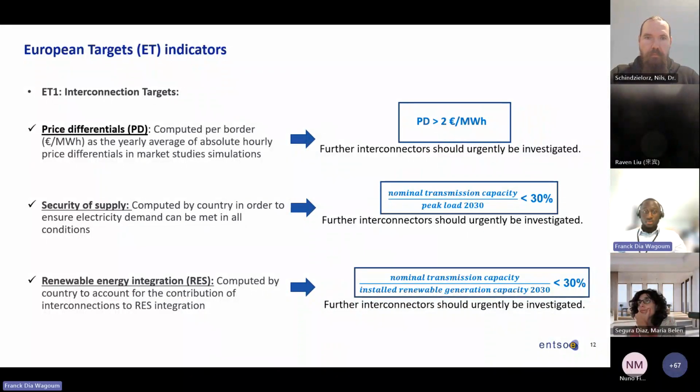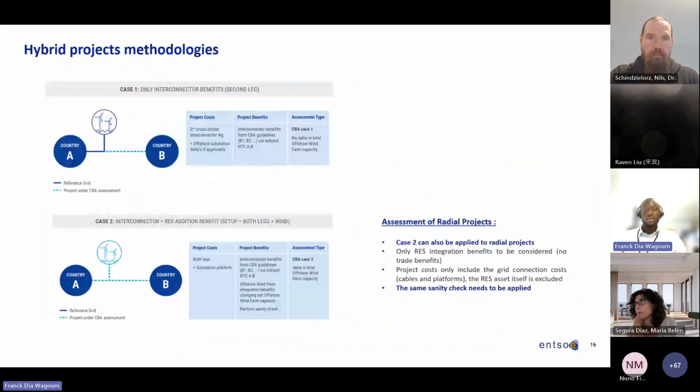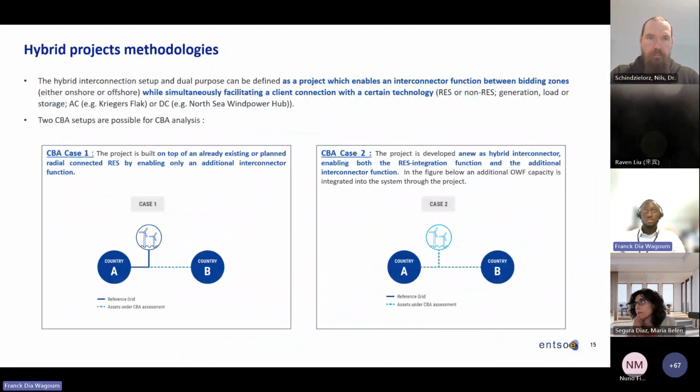Okay, thank you both. So yes, to save some time, we can maybe move on to the hybrid projects methodology that will be presented by Niels. So please, Niels, the floor is yours.